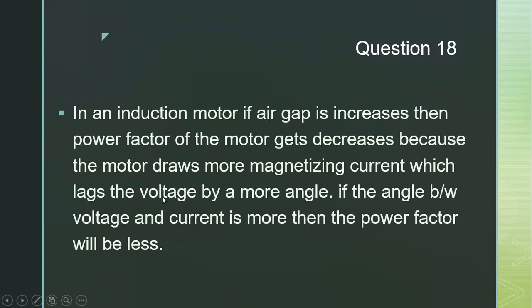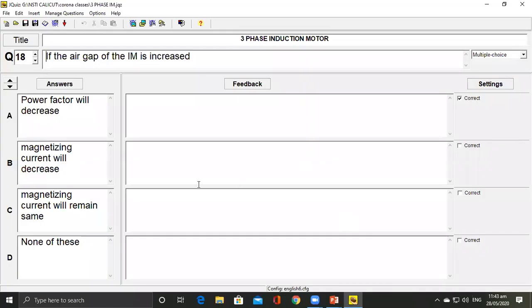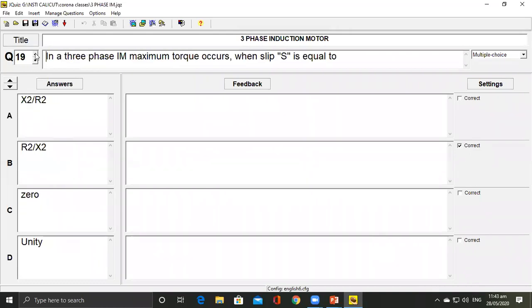If the angle between the voltage and current is more, that is, phi is more, the cos phi will decrease. The power factor means cos phi, so that will decrease. So the answer will be option A, the power factor will decrease.